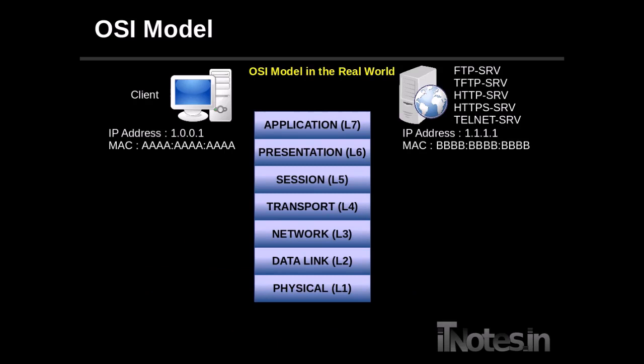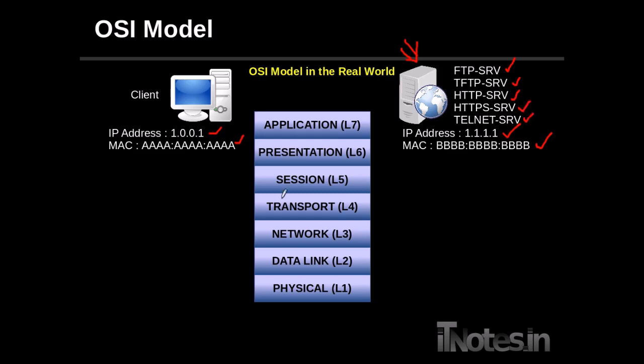So let's assume that my computer is 1.0.0.1, this is the IP address of my computer, and this is the MAC address of my computer. It's trying to connect to a server which is on my LAN. The IP address of that server is 1.1.1.1, and the MAC address is b.b. Now this server has multiple services running. That is, it is an FTP server, TFTP server, HTTP server, HTTPS server, and a telnet server.